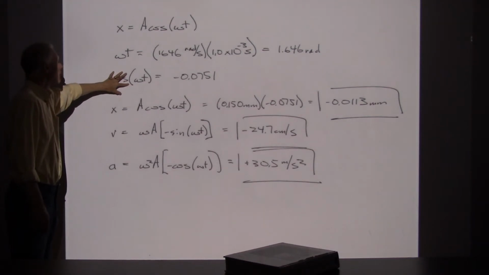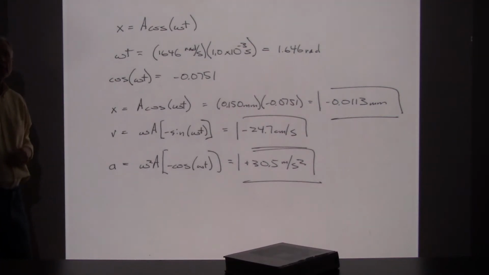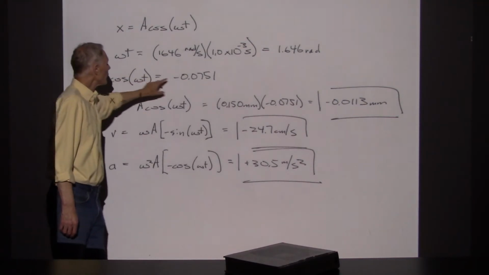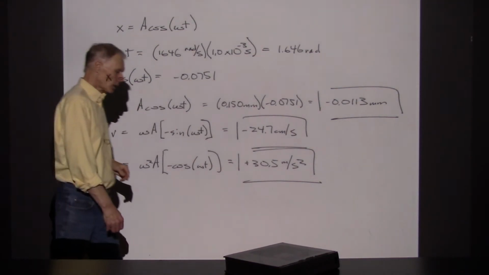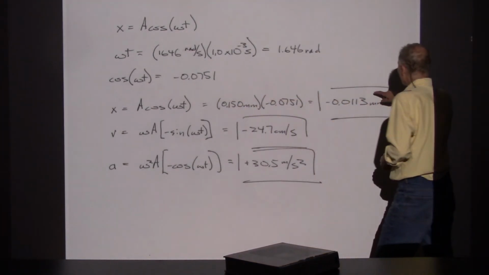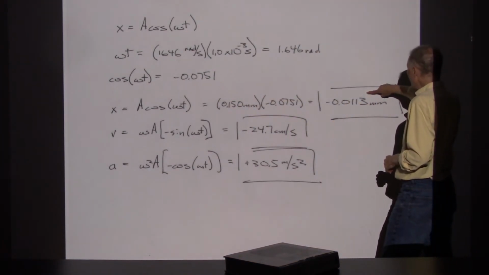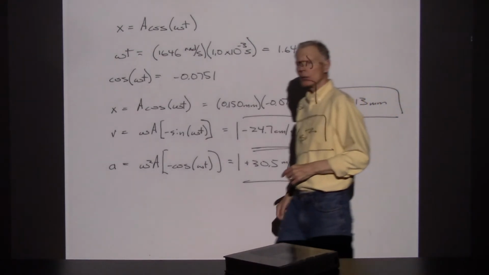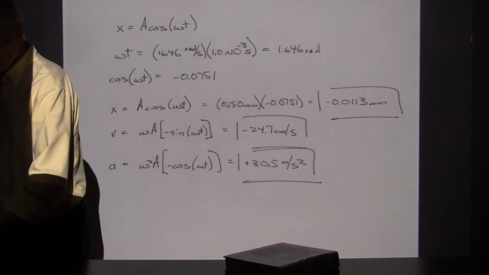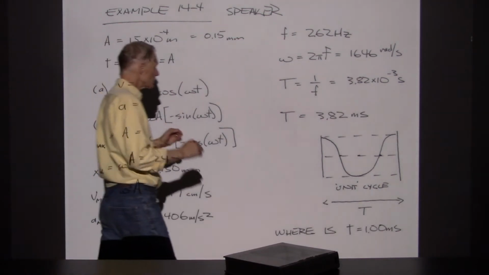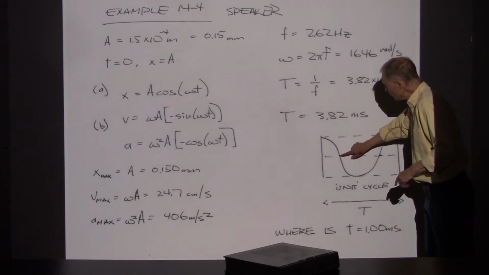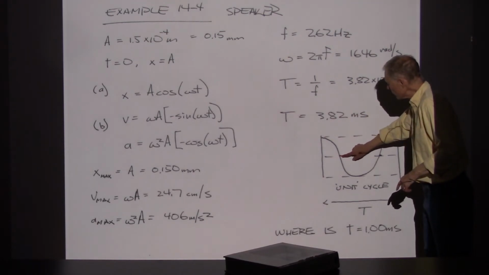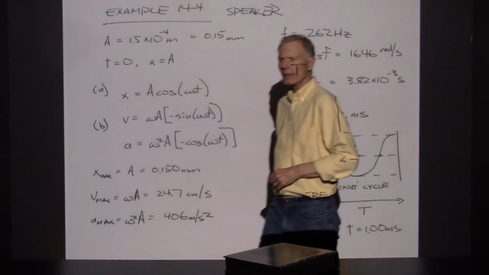I've got to convert my calculator to make sure it knows the number I'm giving it is in radians. Now the cosine function at that point is minus 0.0751. Plugging that back in with the amplitude, we end up with, at that point, 0.0113 millimeters. So yeah, that diagram that we made back here suggested to us that 1 millisecond compared with 3.82 was going to be just over here somewhere, just beyond that 0 point, and it's going to be a little bit negative, and that's what we got.